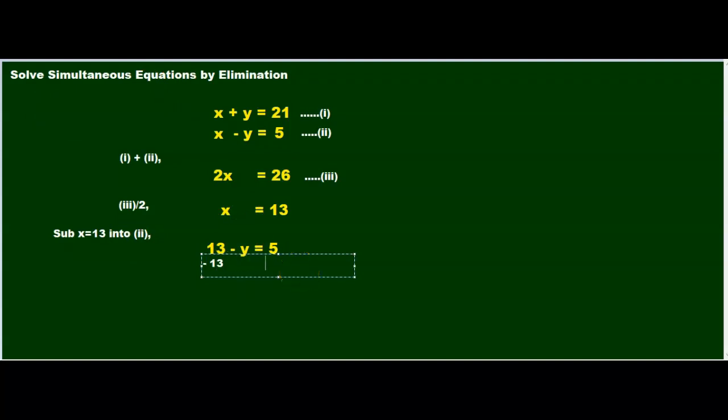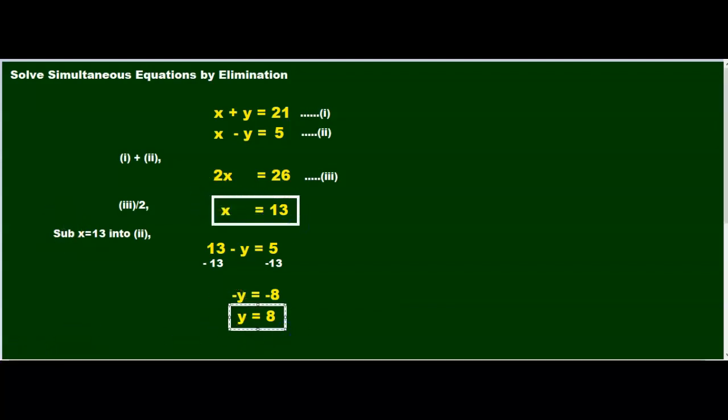Remember, as always, do the same on each side of the equal sign to keep it balanced. I'm left with negative y equals negative 8. Now, we can change all the signs as long as we change the signs across. It's equivalent to multiplying everything by negative 1. So we can say that y equals 8. So your x equals 13 and your y equals 8.